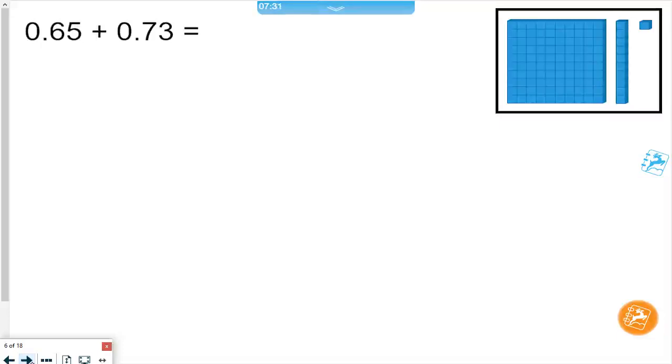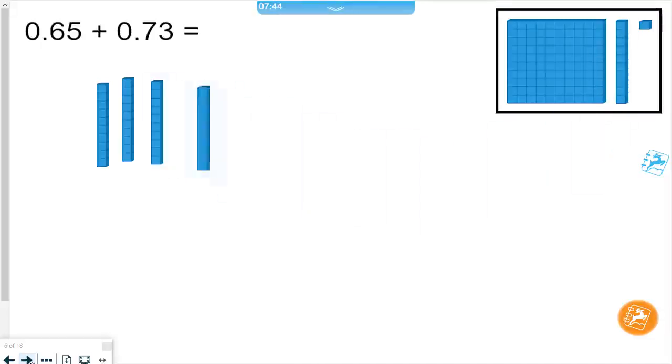All right, we're going to come over to, now I have 65 hundredths plus 73 hundredths. Well, 1, 2, 3, 4, 5, 6. And so I have 5 ones.